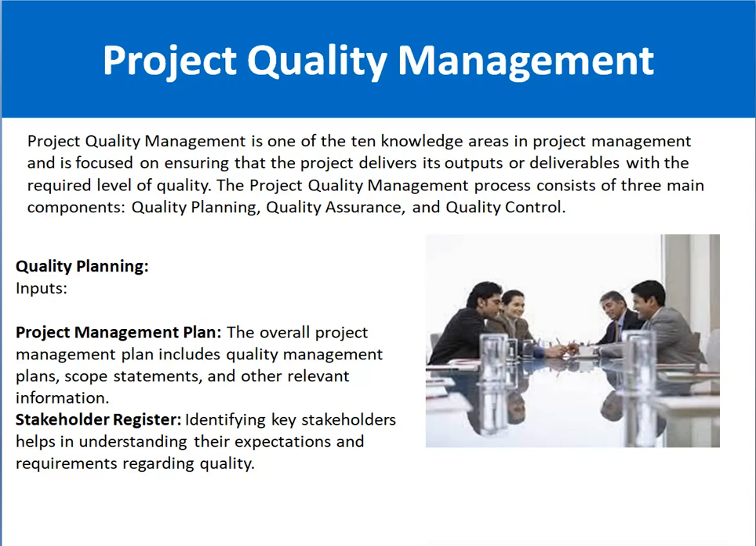Quality planning means how you will plan the quality. Assurance means that you are assuring that quality meets the agreed deliverables, and quality control means that you are controlling. That means you are monitoring the quality, and if any changes or actions are required, you take the action accordingly if there is any deviation from the plan. That is the concept of quality control. First we talk about quality planning.